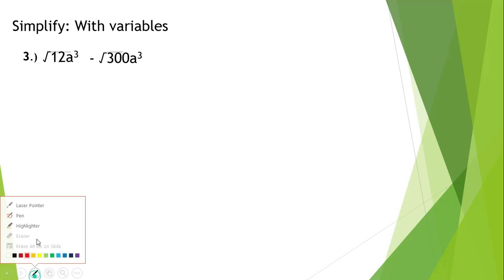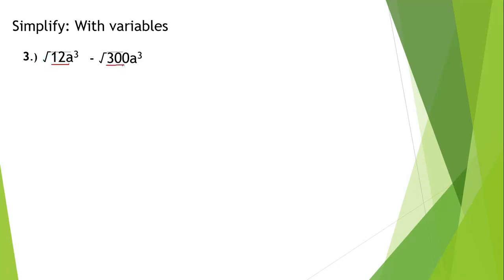What if this is the given? There are variables. So what are we going to do? First, we have to find the factors of 12 and 300, and make sure that one of the factors of 12 is a perfect square, and one of the factors of 300 is a perfect square as well.